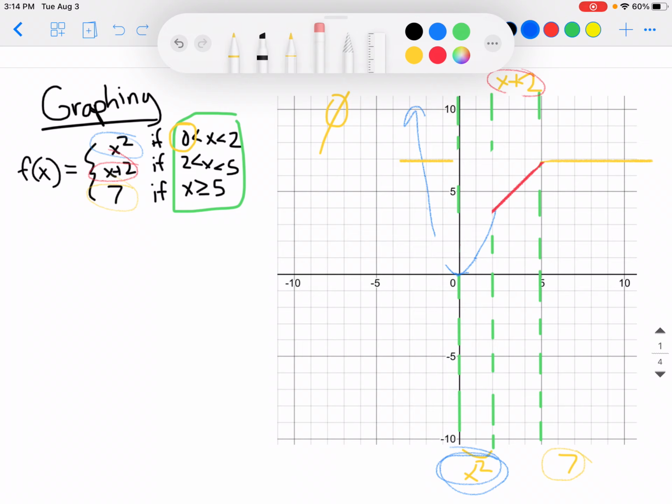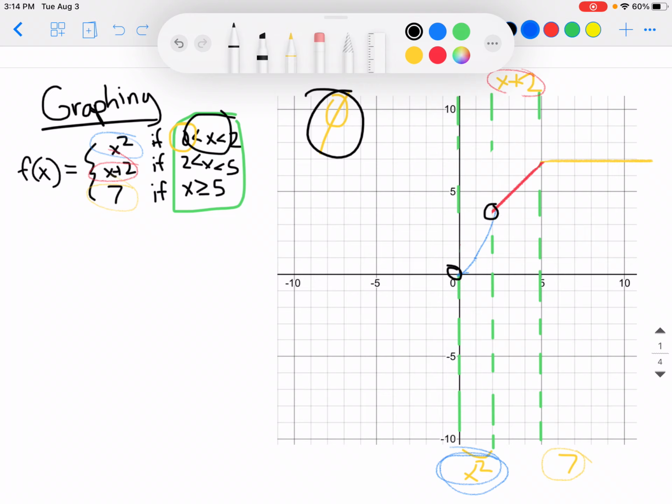Then also, remember on this part of the graph, I'm not allowed to have anything at all. So I have to erase that completely. Final thing I need to do is take a look at my inequality symbols here. Those are less than. So that means I have an open circle here and then an open circle at 2 as well. So there's actually no value there.